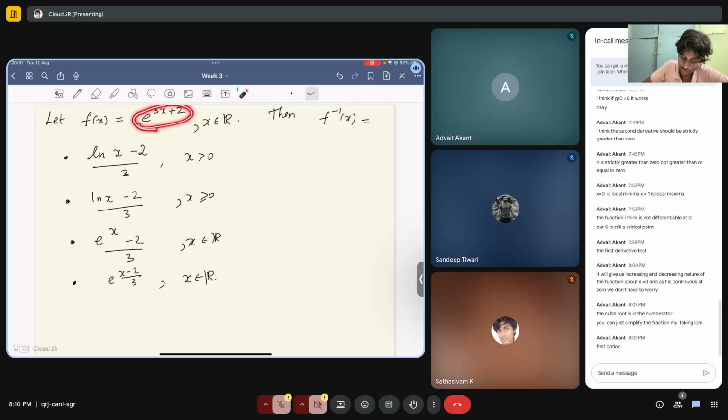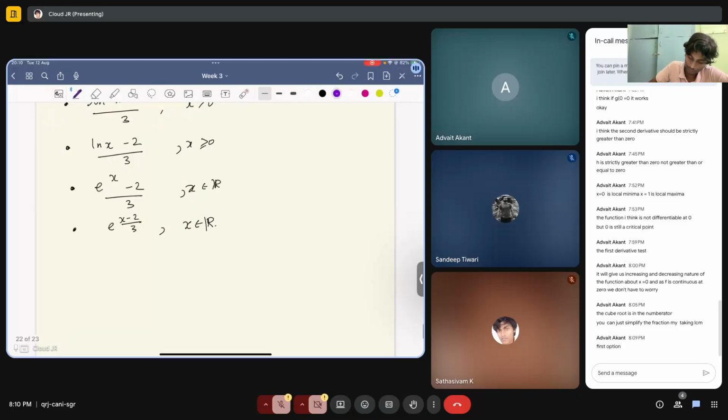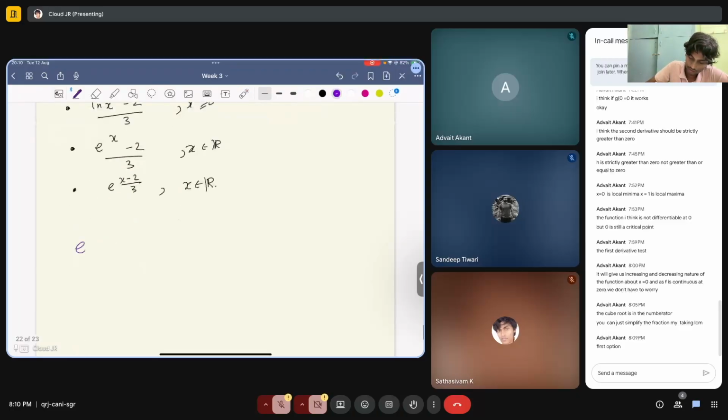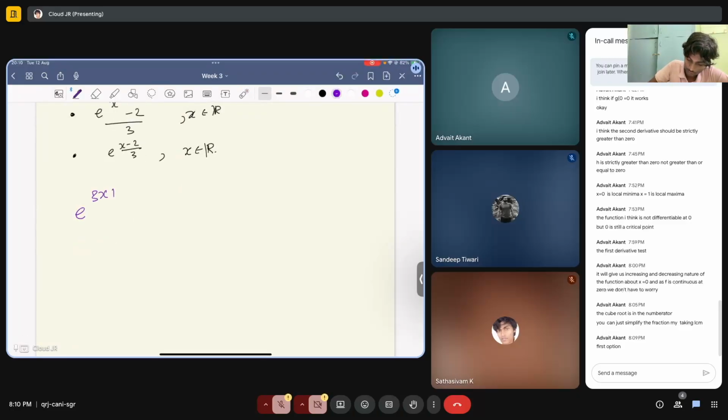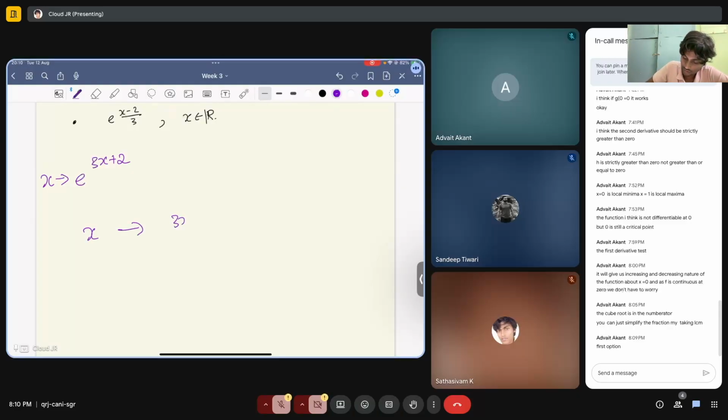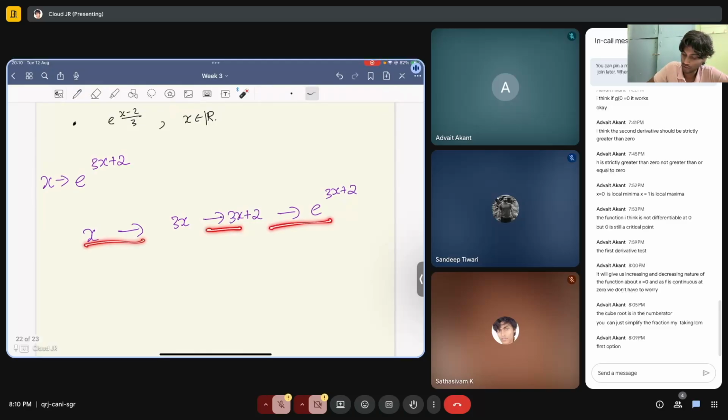So you look at this function. Basically this is e power 3x plus 2. So x goes to e power 3x plus 2, right? If you look at it, x goes first to 3x, and now it goes to 3x plus 2, and then finally you are applying e, right? So at each point, it is basically a composition of functions.